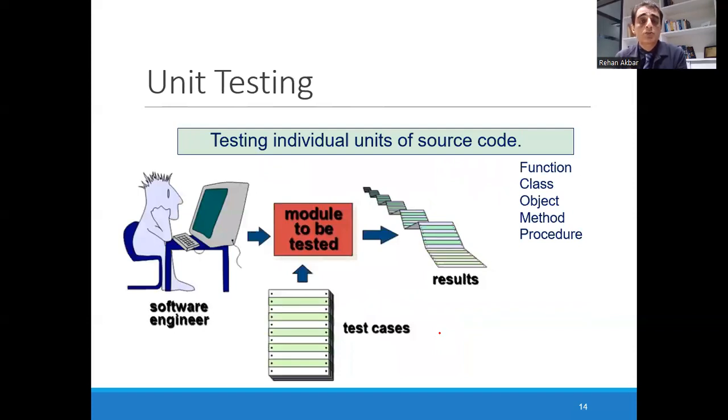So the first type of testing is unit testing. Unit testing also uses stubs and drivers. A software engineer or a developer performs unit testing. He tests one unit that he has developed, writes test cases, performs the testing and finds the results. The units of source code tested under unit testing are functions, classes, objects, methods, and procedures. One unit at a time, one function, one class, one object.